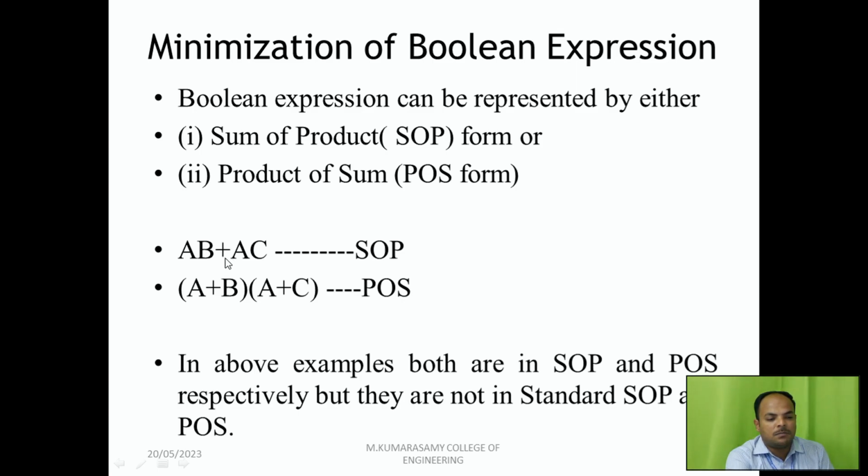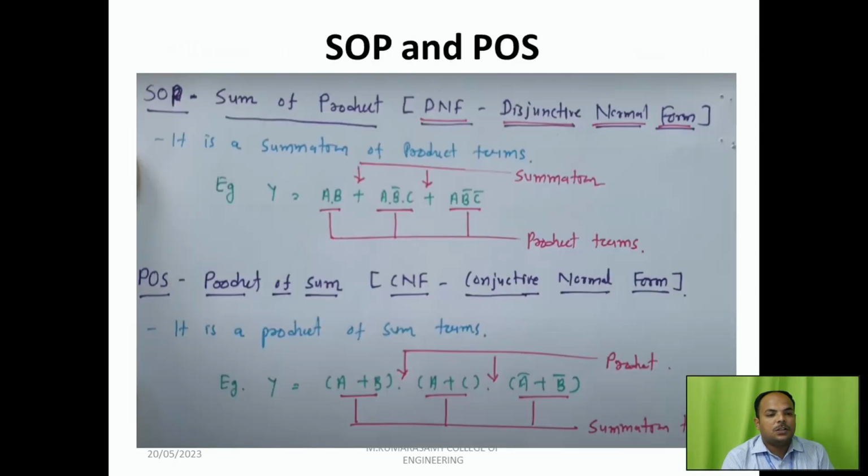So here it will be a sum, here it will be a product: sum of product, and here a product of sum. So in the above examples both are in SOP and POS respectively, but they are not standard or canonical SOP or standard or canonical POS, because we can see in the next slide. So this is the normal POS and SOP.